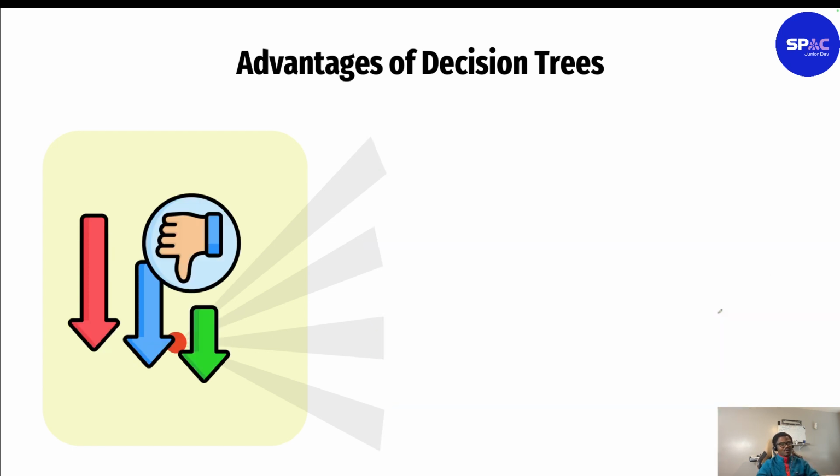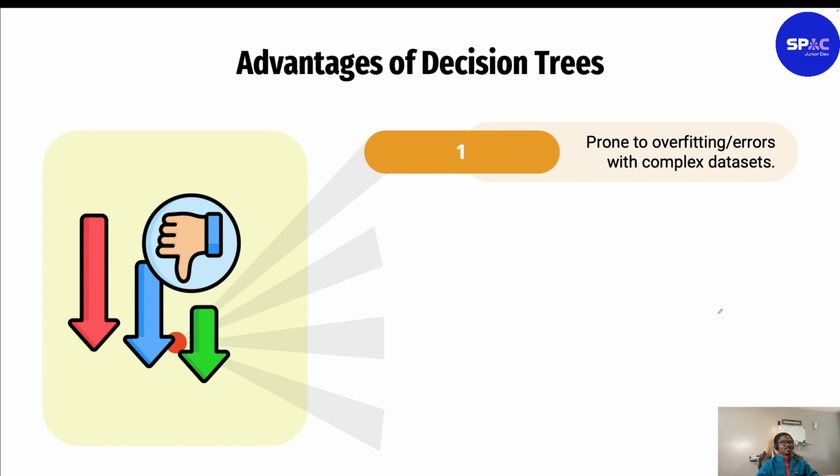Okay, so now what are the disadvantages of decision tree? All right, so it's prone to overfitting and errors with complex data, meaning that sometimes it might learn too much of the data, but now when you go and test it with a different data set, it will not give you good result.